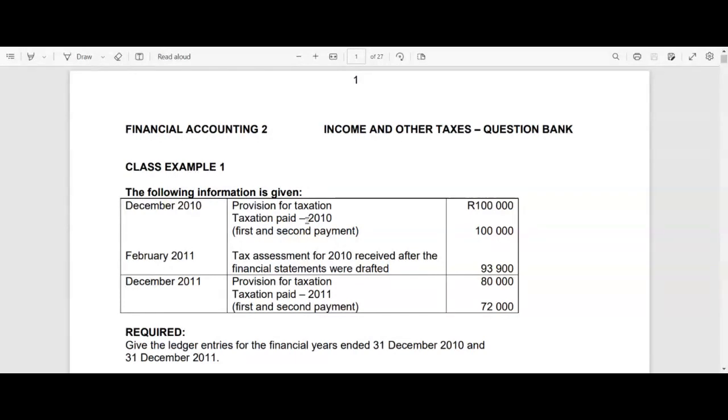So what they are saying here, during 2010, that financial year ending on the 31st of December 2010, we made a first provisional tax payment. We don't know how much. We made a second provisional tax payment. We don't know exactly how much. But at the end of the year, the two combined, our first provisional tax payment plus our second provisional tax payment, came to 100,000 rand. So we made total payments in provisional tax during the year of 100,000, and we've also provided for a tax expense of also 100,000.